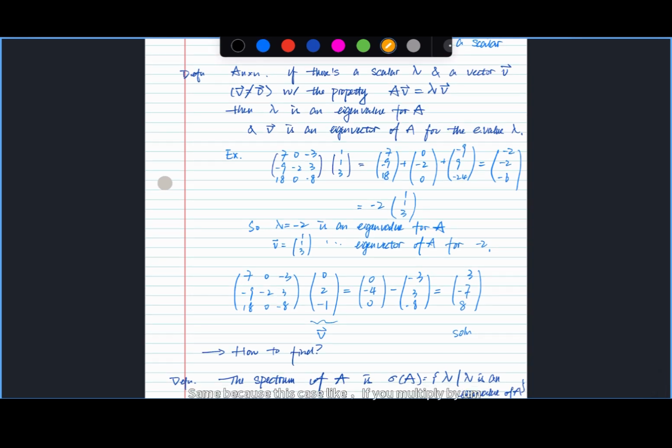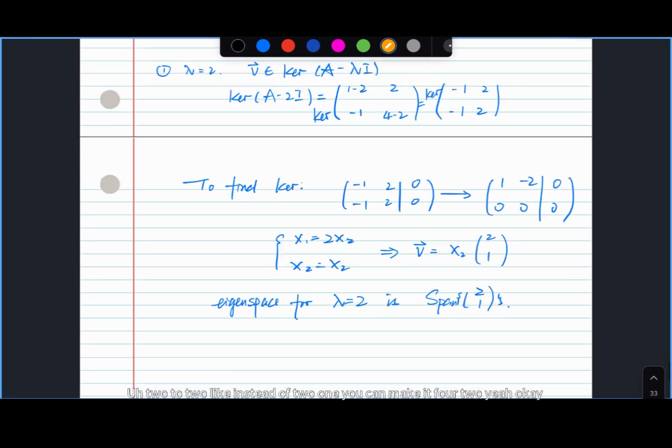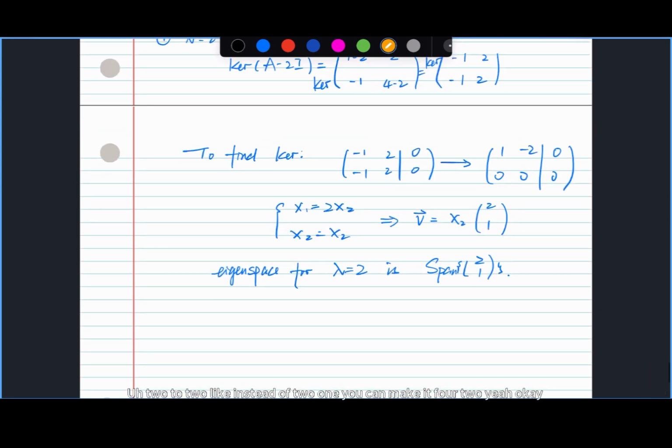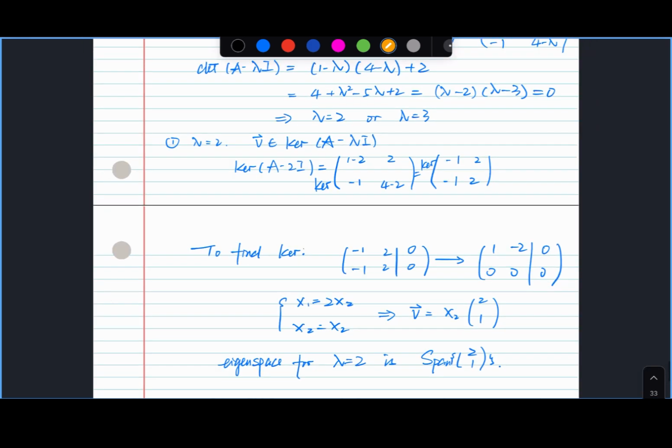Both cases are the same, because if you multiply by, for example, 226 here, it'll be very similar, because we can just take it outside and this will just become 113, and then our result will still be negative 2 times 226. Yeah. Right. That one is also the same. Like instead of (2, 1), you can make it (4, 2). Okay.